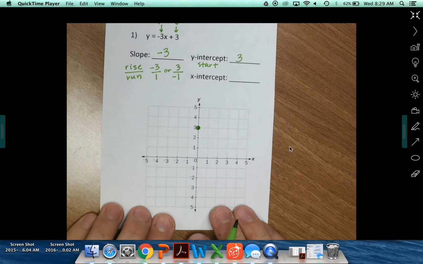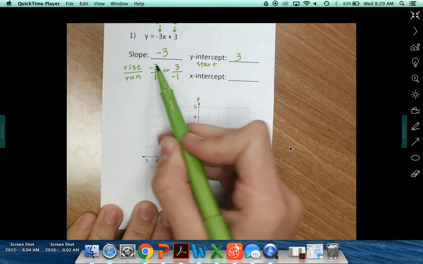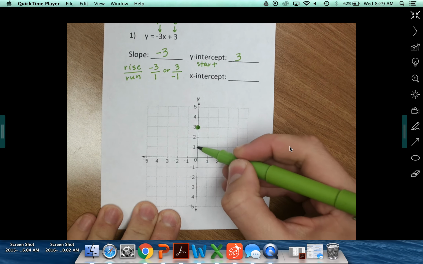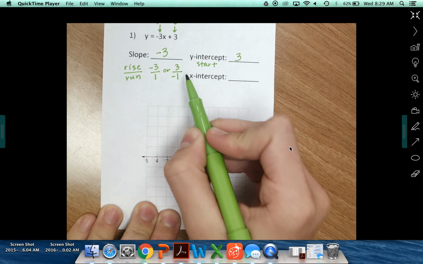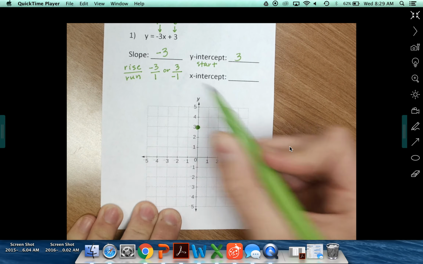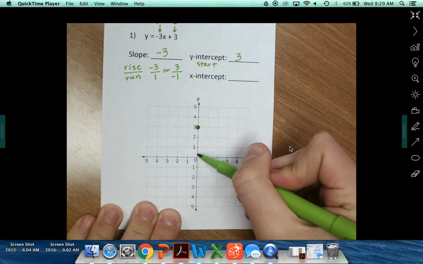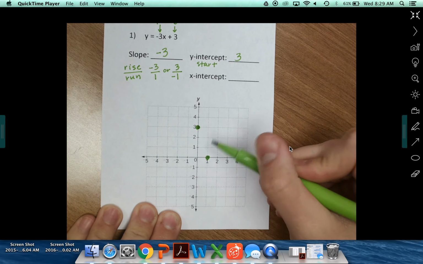Okay? So here's my starting point. Now my rise is negative 3. That means I'm going to go down 3. And my run is positive. That means I move to the right 1. So down 3, right 1. 1, 2, 3, to the right 1. Okay, now I've got a new point here.